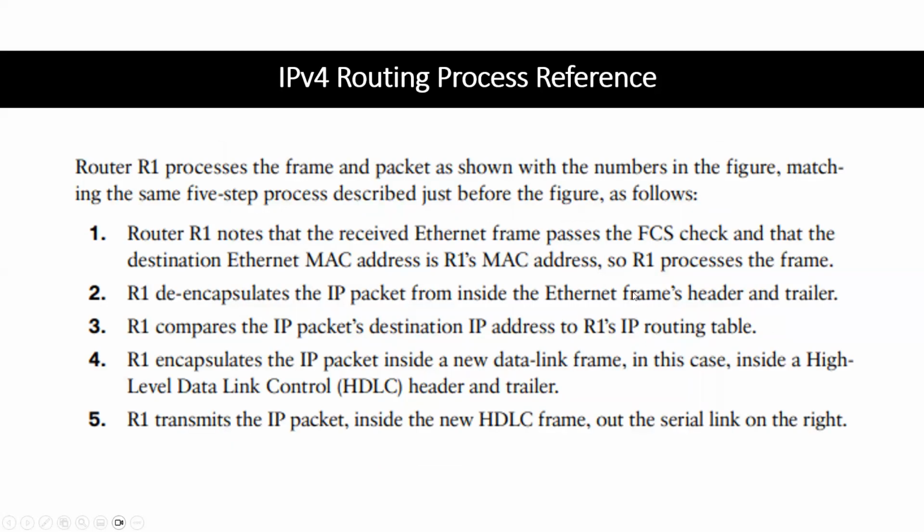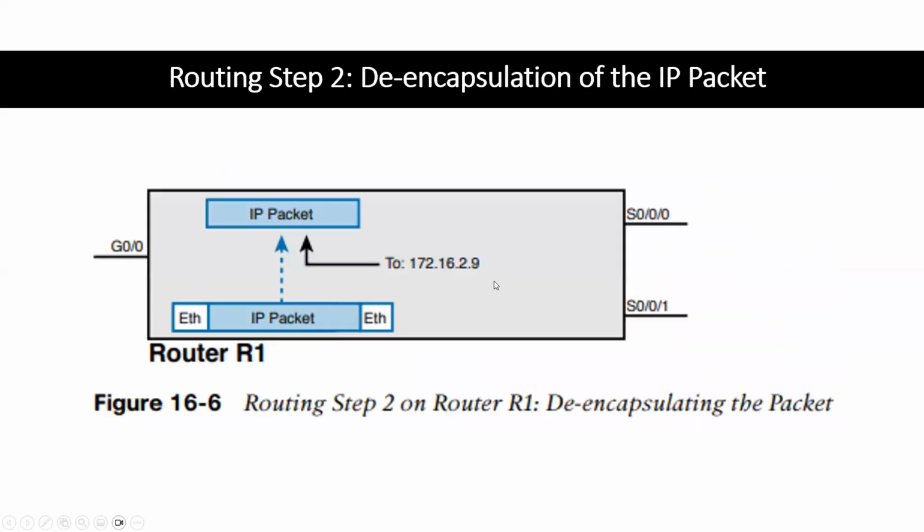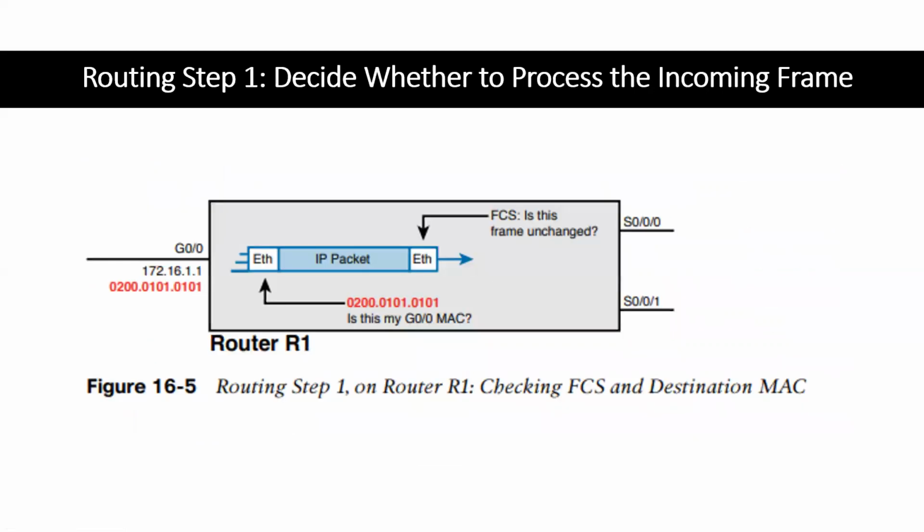This just explains everything that I went over. So I'm not going to read to you guys. You guys are functioning adults. So let's keep going, right? Exactly what I explained to you guys, right? What that process is, what's happening on that router. Look, and I want you guys to look at the title of the slide. Routing step 1, decide whether to process the incoming frame, right?